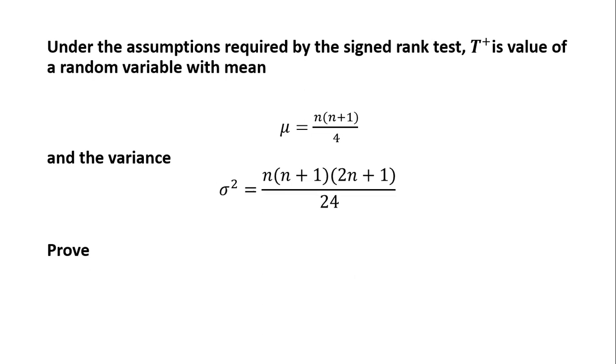So basically today we are going to prove another assumption required by the sign rank test, or the Wilcoxon signed rank test: that the sum of positive differences is a value of a random variable with a mean mu, which is n times n plus 1 over 4, and a variance sigma squared of n times n plus 1 times 2n plus 1 over 24. And I'm going to prove this one.